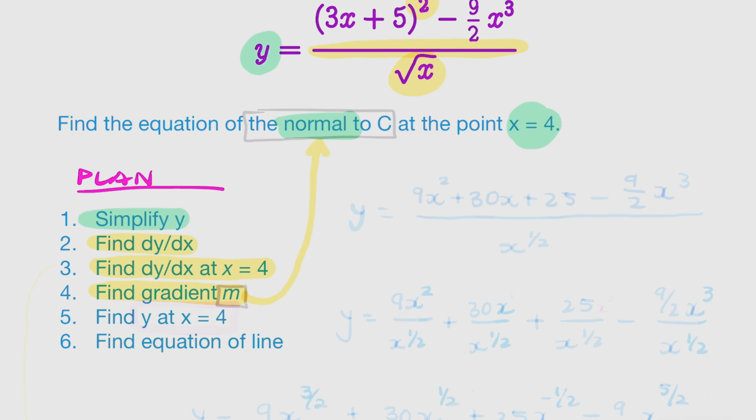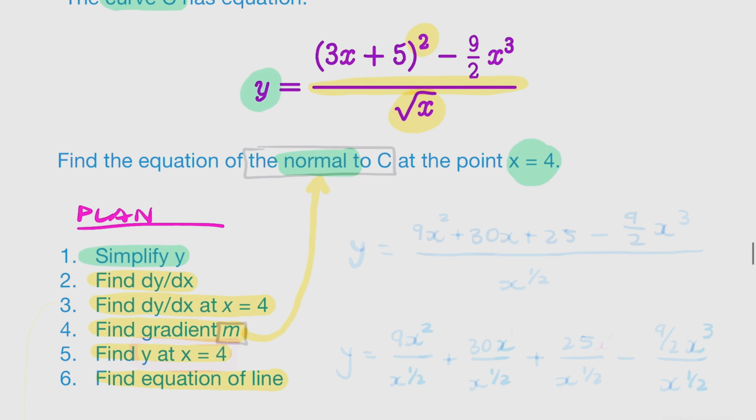And then we're going to need to find the actual point, x1, y1. So we're going to substitute x equals 4 into the original equation to find y, or y1. The final step, we find the equation of the line. So let's start by trying to simplify y.